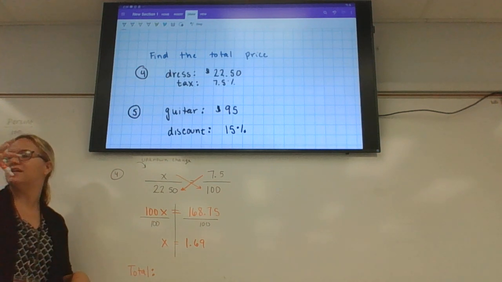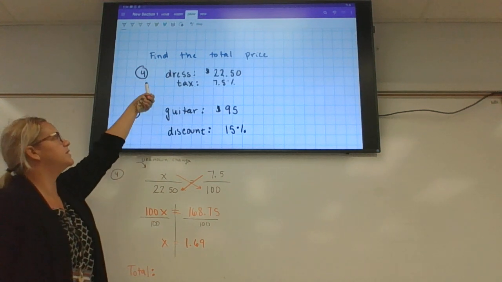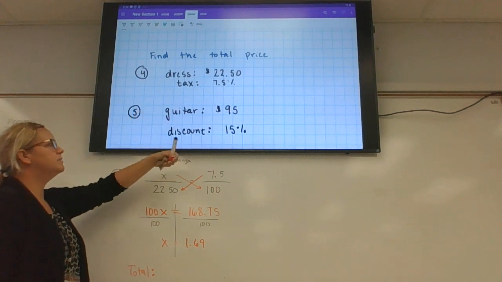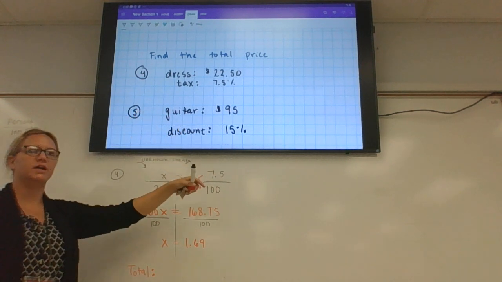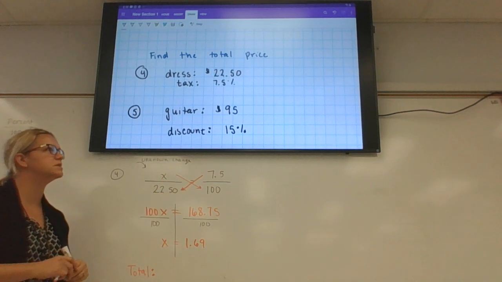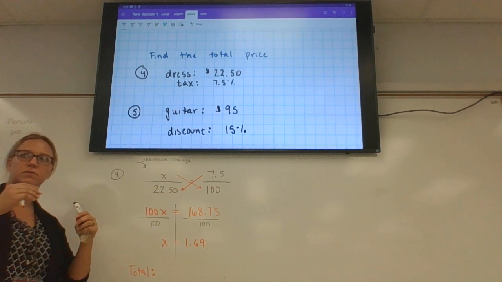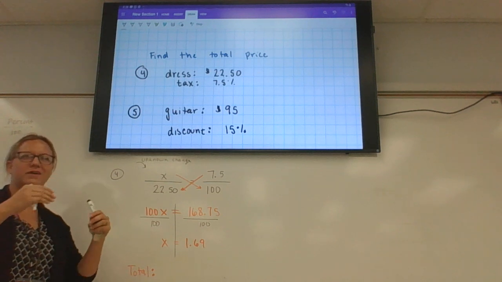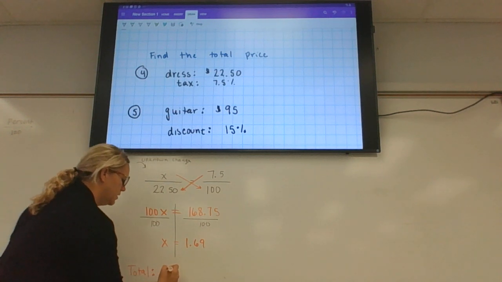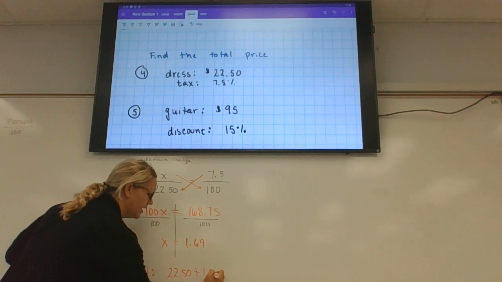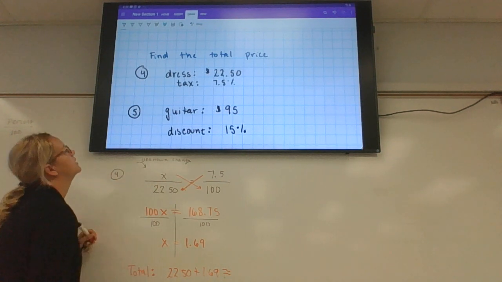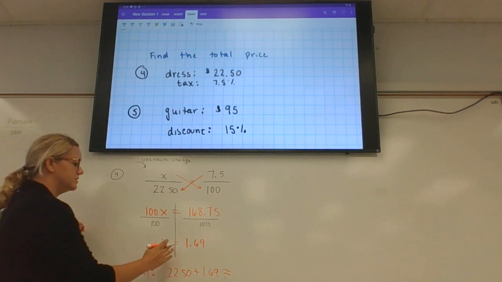Yeah. So Kaden said this originally really well. She said, so for number 4, we're adding, and number 5, we're subtracting. Taxes get added, and discounts get subtracted. So all these percent change problems, it's all about the wording and really thinking critically for everyone. It's not going to follow the same format every time. So our total is the $22.50 added to the tax for the dress.